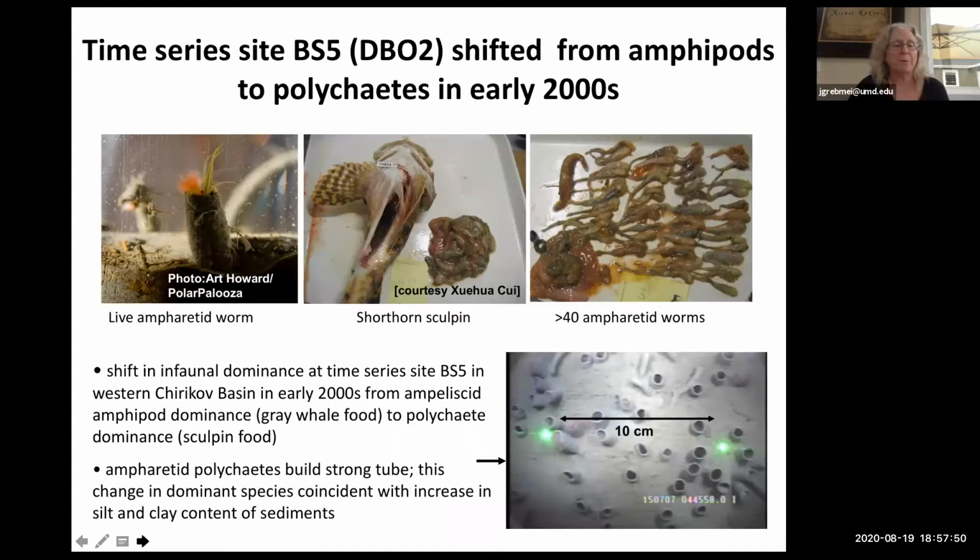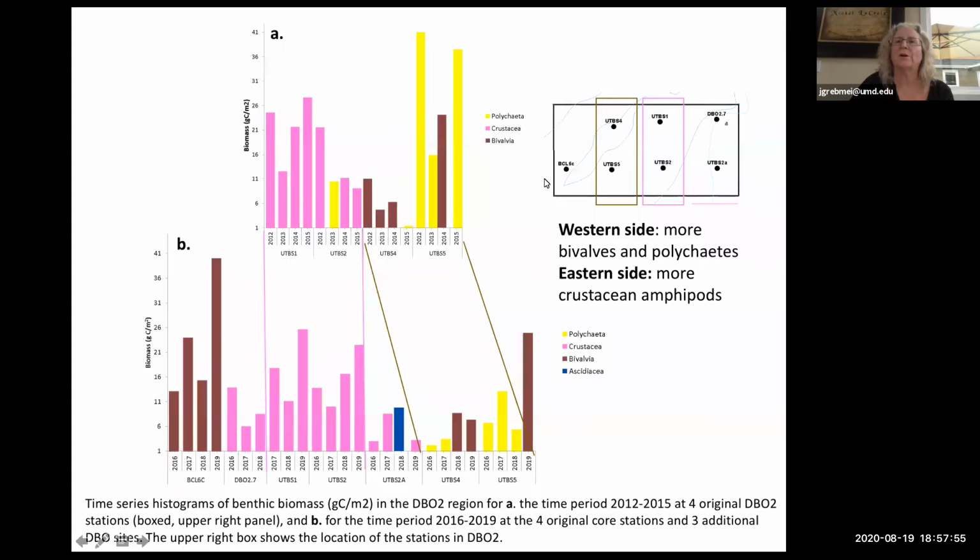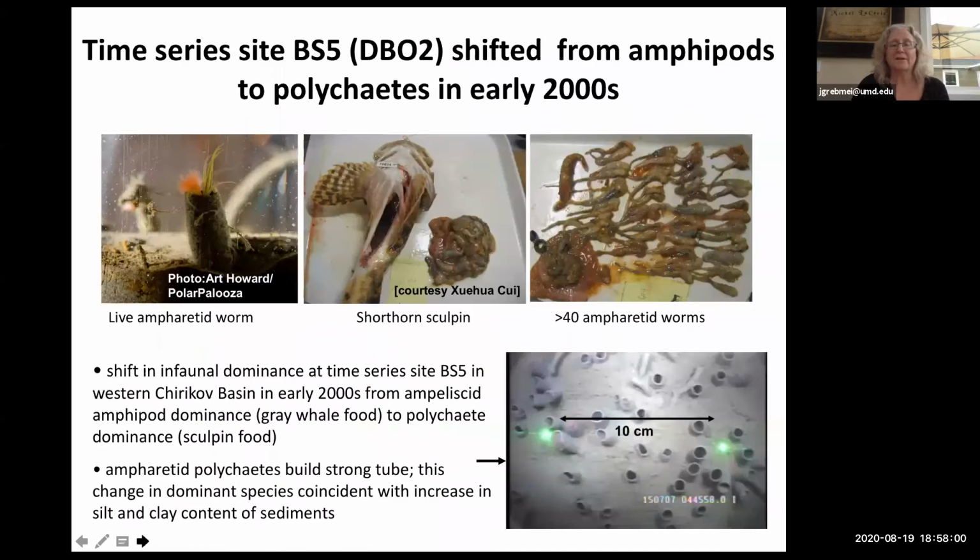Okay, and so I just wanted to point this out because for those of you who like fish, if you look at, just to orient you, this is the area I'm talking about, UTBS 5, because that area used to have amphipods when I was a student back in the 80s in Fairbanks and sampling out on the cruises with Dean, and they're not there anymore. But what is there are these beautiful ampharetid worms. They're well consumed by sculpin, and I know folks on St. Lawrence Island fish the sculpin. And I just wanted to show one sculpin with over 40 of these worms. So they're going along and just consuming them.